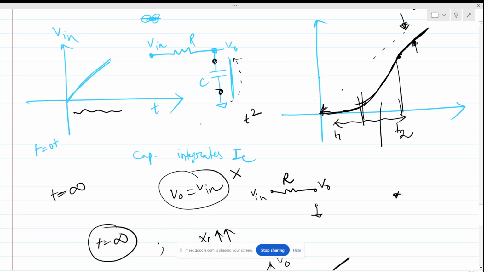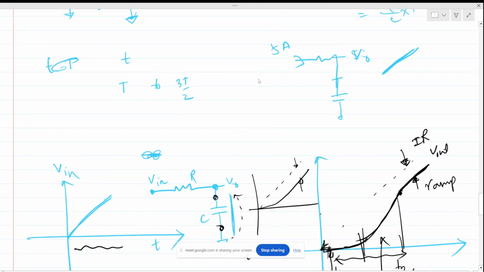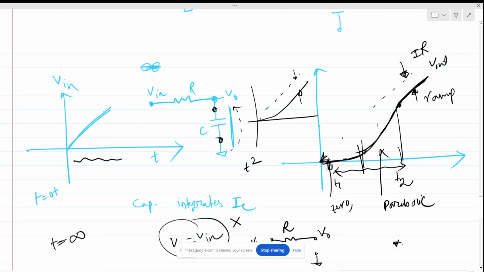So there is a parabolic shape, and then there is a ramp, and at the start it is almost zero voltage. This is how the circuit will behave. So the output will look like this, and there will be a steady state error. This is a very important circuit and we are solving it intuitively. If you do the mathematical calculation, there will be results similar to this.